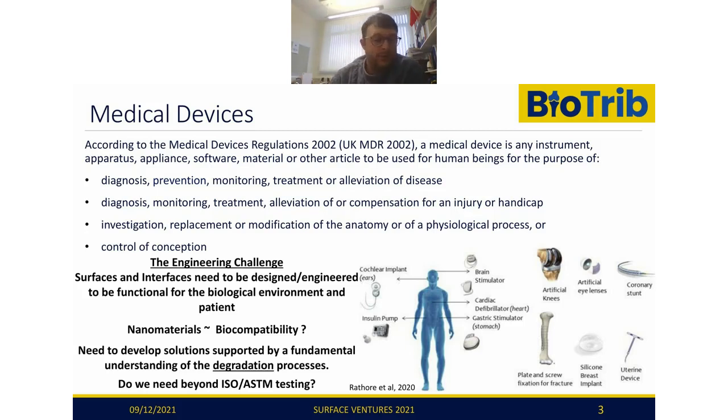But our philosophy really is that to be able to accelerate the development of these medical technologies, we ultimately need to have a good grasp of the fundamental degradation or performance processes. Unfortunately, whilst we have ISO and ASTM standards, they only go part of the way in terms of understanding those.